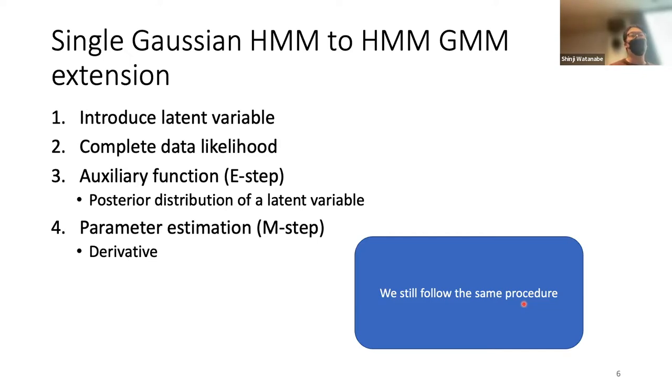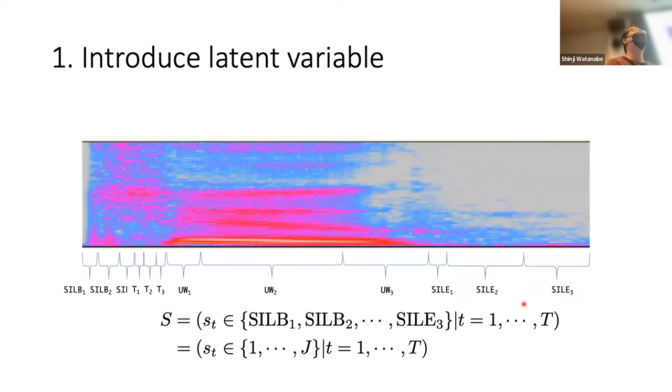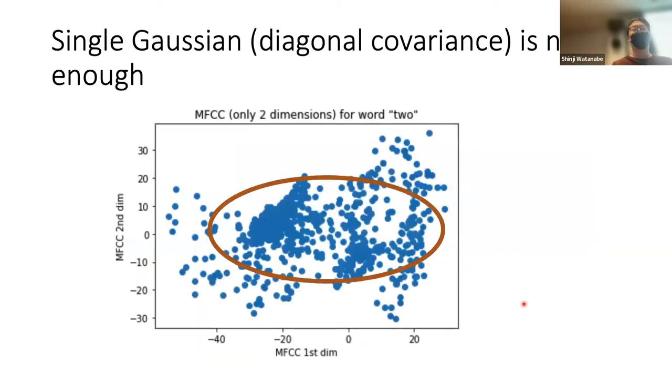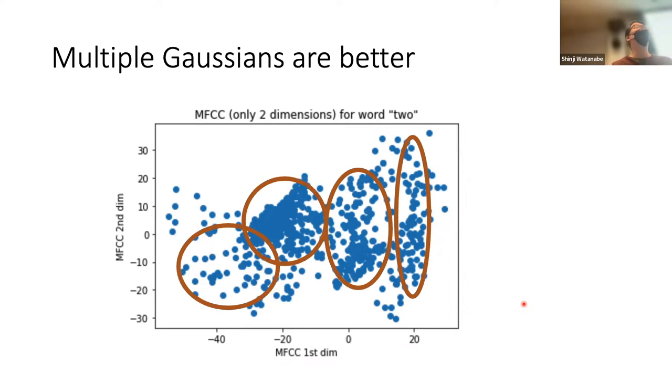So first, the introduction of the latent variable. In the previous single Gaussian model cases, we only had a latent variable obtained by the hidden Markov model, which is the HMM state. This is the alignment information that we have already discussed before, right? And after we have this HMM state, we just use the Gaussian distribution. That was the previous formulation. However, as I mentioned before, a single Gaussian is not enough to capture the real data variations in speech. So people often use multiple Gaussians to fit this kind of problem.